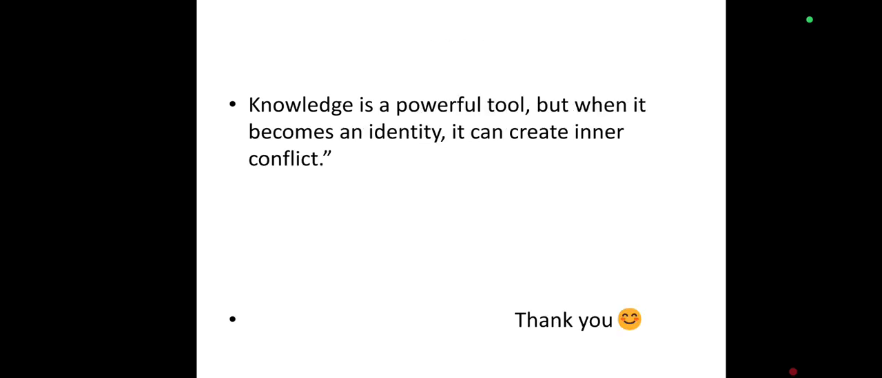Now conclusion: knowledge of inguinal canal anatomy is essential for the diagnosis and surgical treatment of inguinal pathology. So here is one quote: knowledge is a powerful tool, but when it becomes an identity, it can create inner conflict. Sometimes knowledge gives you wisdom, but sometimes also conflict.